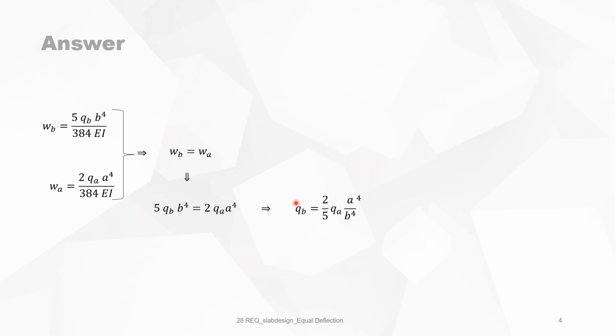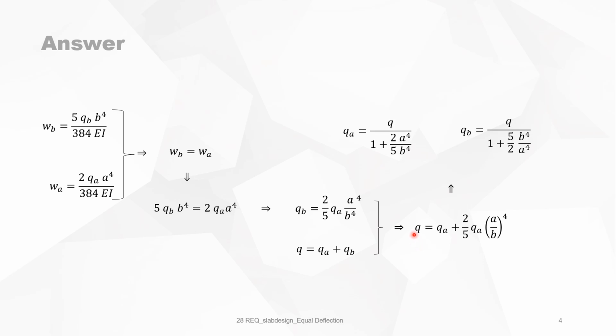Or you can express the total load transfer of direction B into the load transfer of direction A. We also know that the total load is equal to this in direction A plus the one in direction B. And together with those two formulas, we find that QA from this is equal to the total load divided by this coefficient.